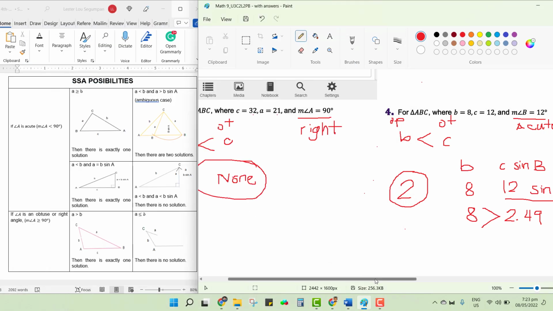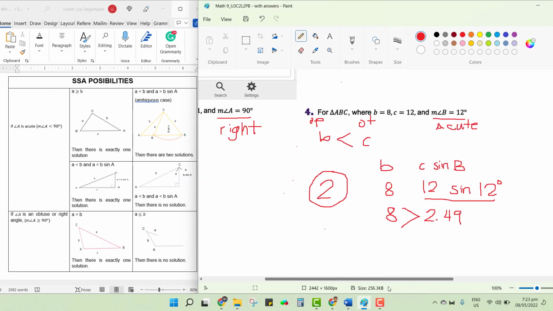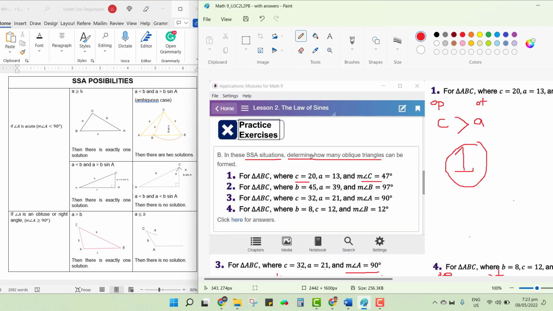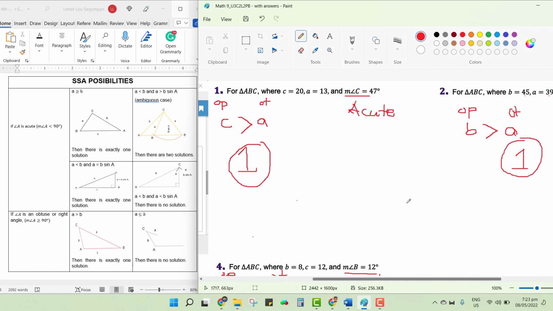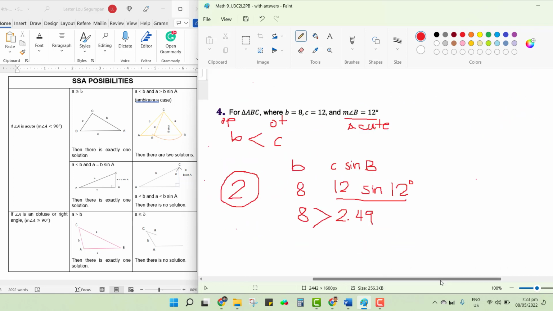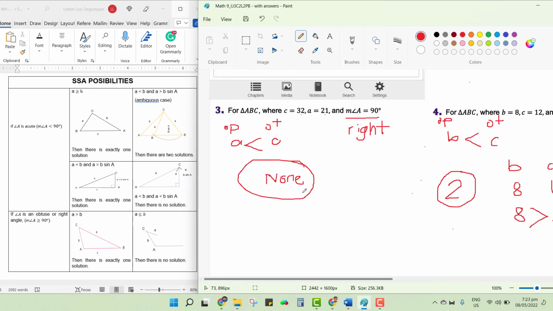So these are the answers for this practice exercise, because our task is only on determining how many oblique triangles can be formed. In the next practice exercise, we are going to solve the triangles formed in number 1, 2, and both the triangles in number 4. Of course, number 3 has no triangle. There can be no triangle for this situation, so we're going to skip it if it is present in our next practice exercise.